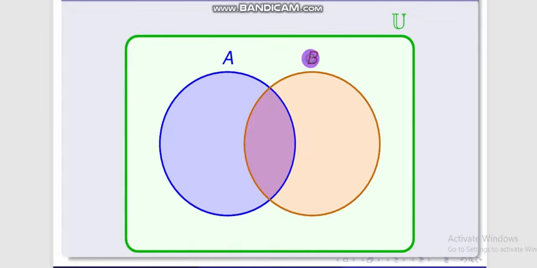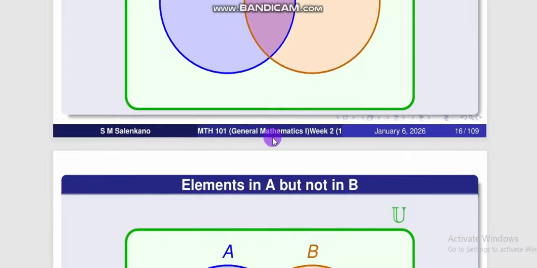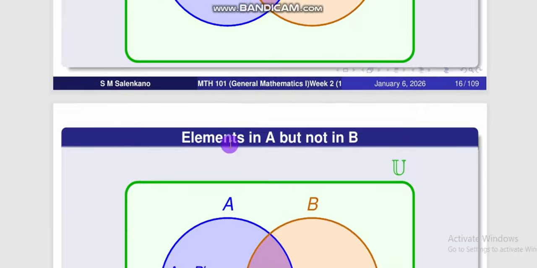Okay, and if you take B also, all the region outside B, including this region that is in A, it's not in B, right? So including this region that is in A but not in B, and the region outside here constitute B complement. And then this is where we have A intersection B, where you have elements common to A and B. So how many regions do we have here? Okay, we are going to see in a moment. There is what we call elements in A but not in B.